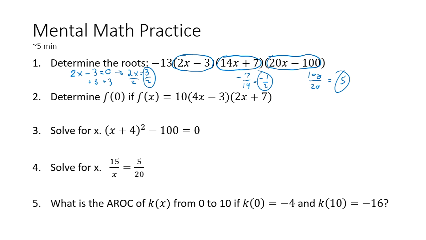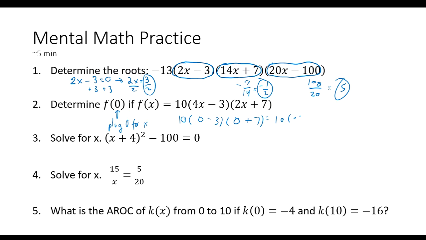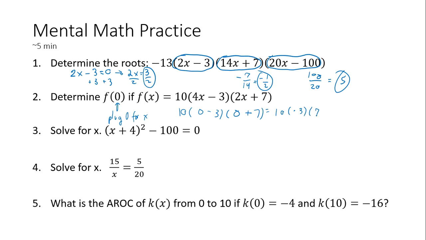Number 2, okay, remember f of 0, this means that's what x is. Plug in 0 for x. Okay, so anywhere you see an x, it just becomes a 0. So this is really like saying, what is 10 times 4 times x is 0, take away 3. 2 times x is, or 2 times 0 is 0, plus 7. And so what is 10 times negative 3 times positive 7? Well, that will be negative 210.